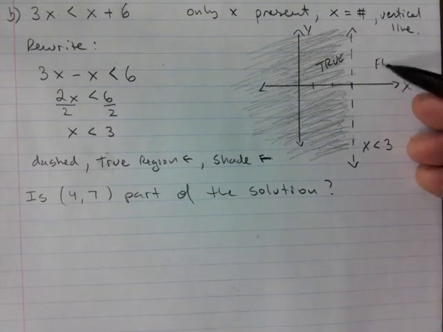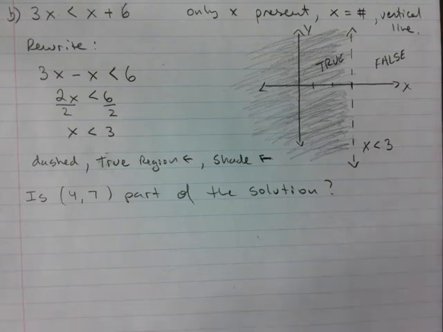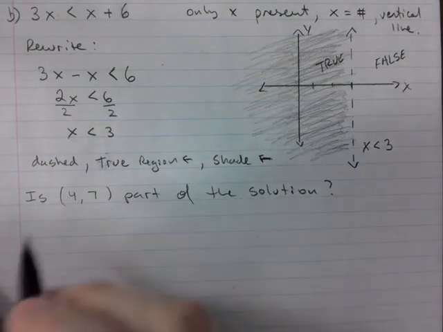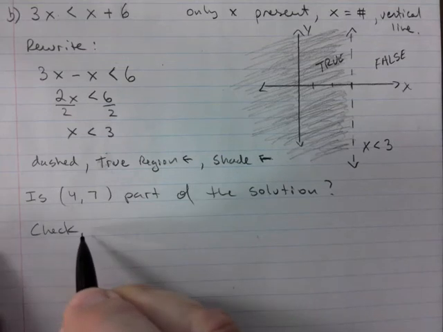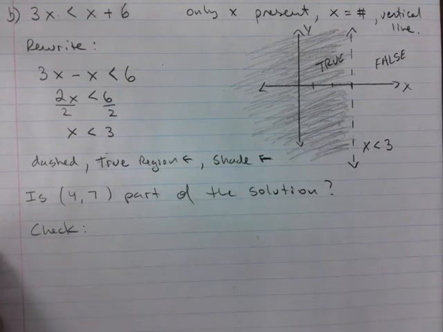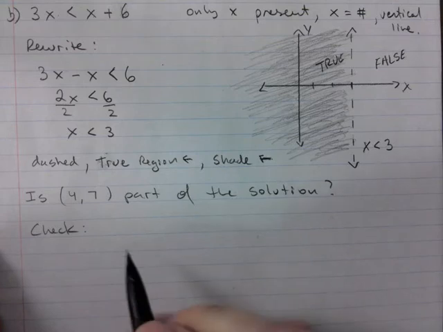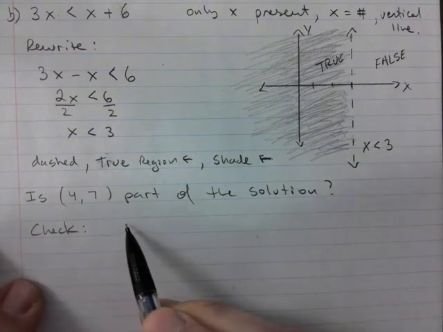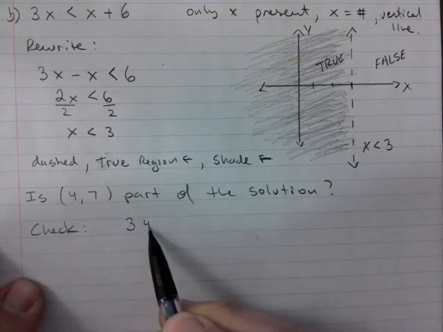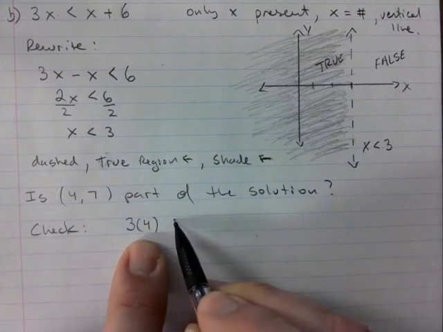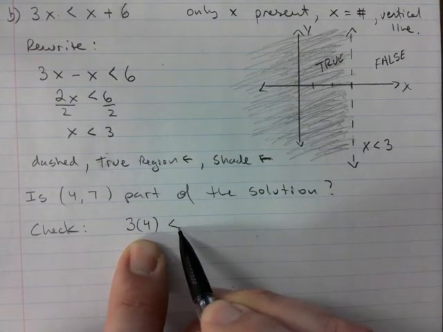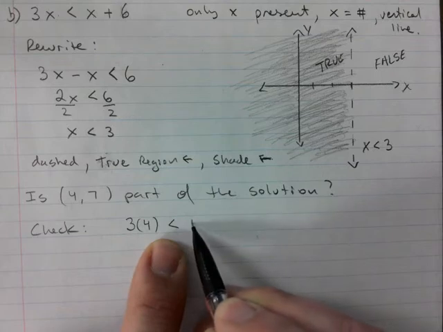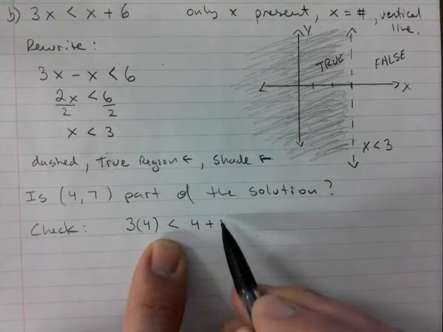How about for now, baby steps, right? I have to make sure you know that's false. So we know just by looking at the graph that it's not going to be part of the solution. Okay, check. I want you to check this way because you're not always going to be given a graph. So you go 3 times 4, because x is equal to 4, is less than, I'm going way back to the original by the way, 4 plus 6.